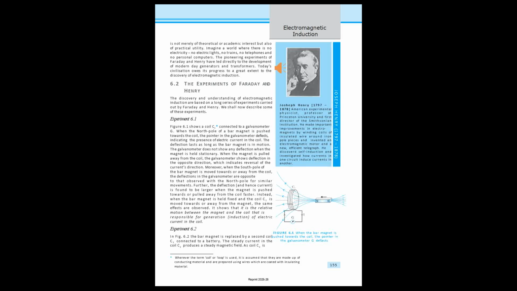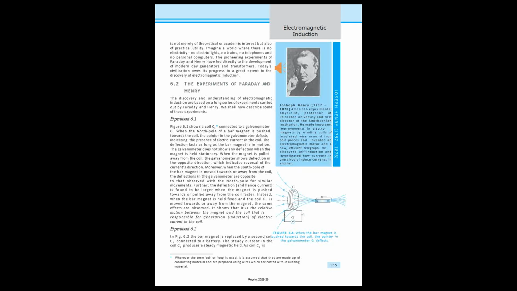The deflection lasts as long as the bar magnet is in motion. The galvanometer does not show any deflection when the magnet is held stationary. When the magnet is pulled away from the coil, the galvanometer shows deflection in the opposite direction, which indicates reversal of the current's direction. Moreover, when the south pole of the bar magnet is moved towards or away from the coil, the deflections in the galvanometer are opposite to that observed with the north pole for similar movements.